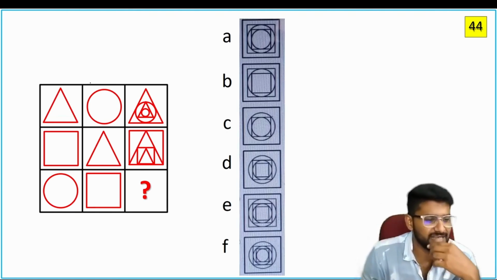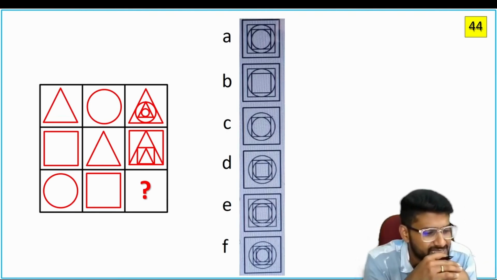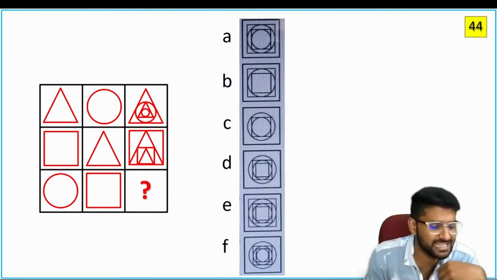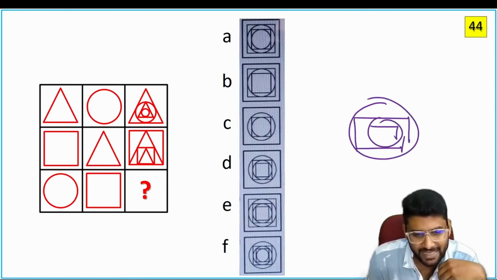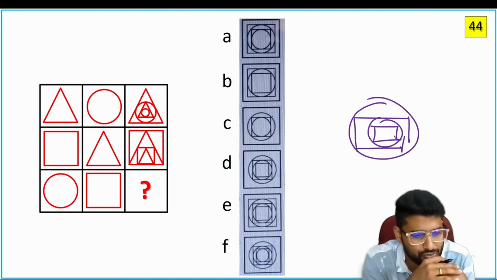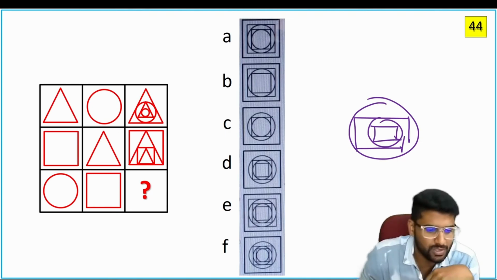Now see, picture inside the picture. Picture inside the picture means the circle is outside and the box is inside. Again circle, again box. So that is the answer you have to choose. Which one is the suitable answer? Suitable answer is D.